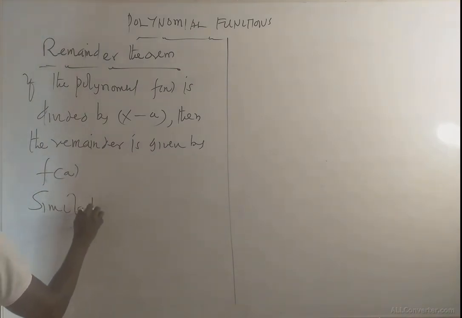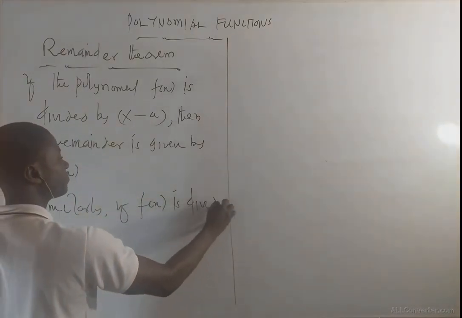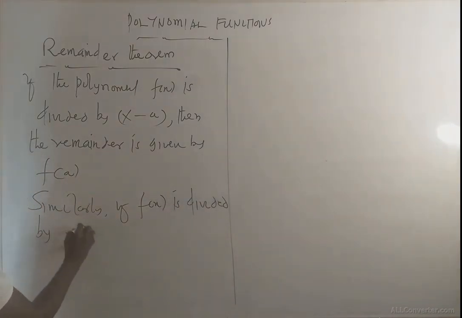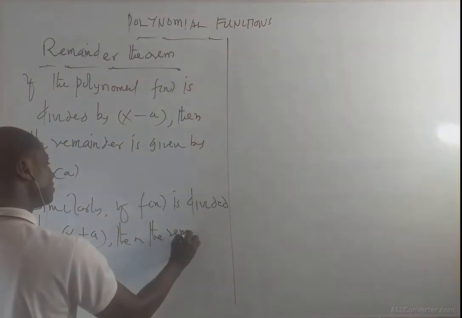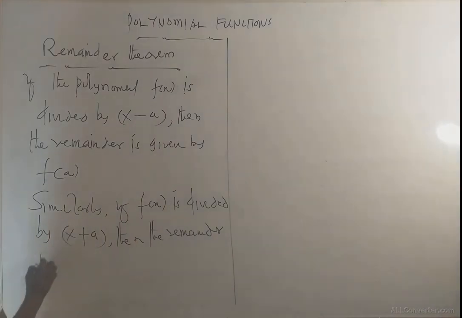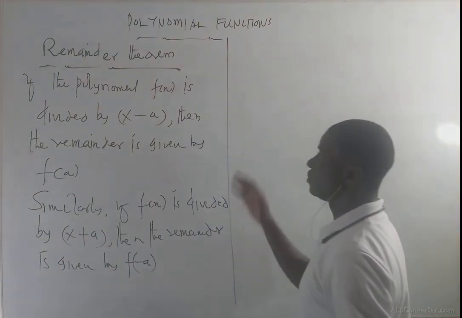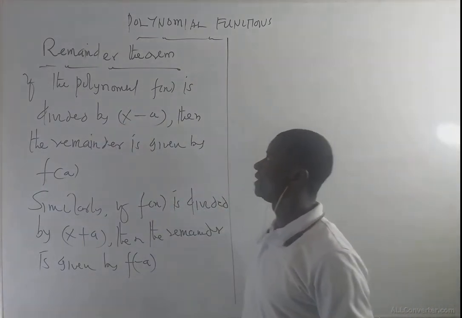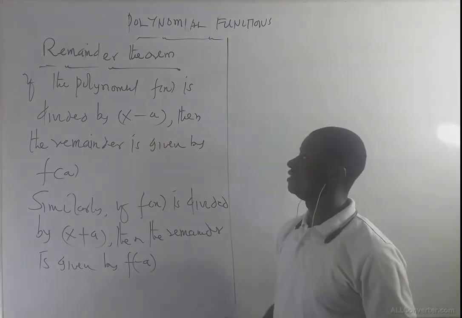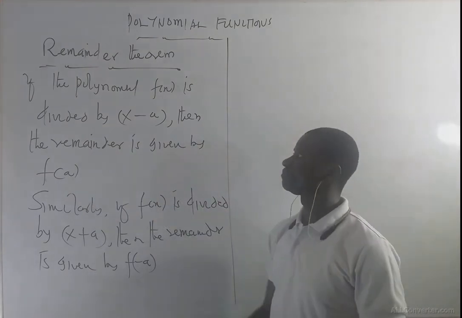Similarly, if the polynomial f of x is divided by x plus a, then the remainder is also given by f of minus a. Okay, so now this is what the theorem is saying, that when the polynomial f of x is divided by x minus a, that means that the polynomial is the dividend and x minus a is the divisor, then the remainder is given by f of a.